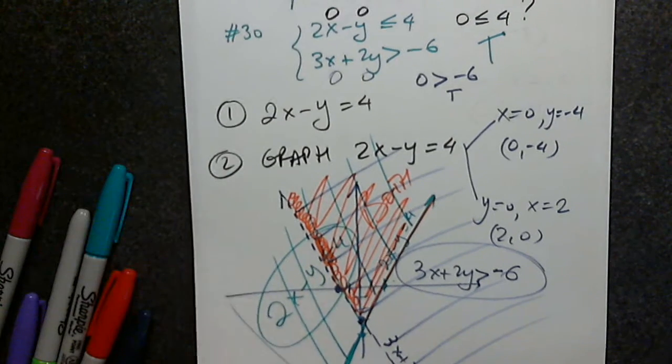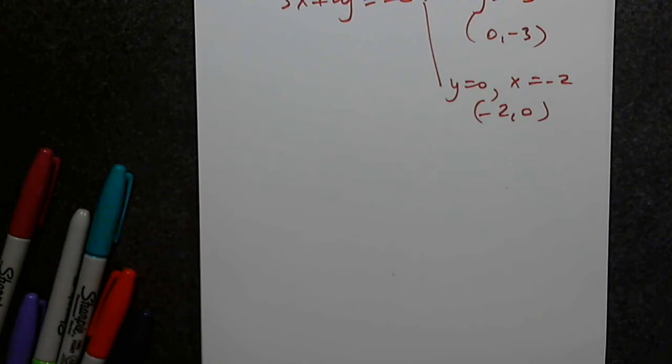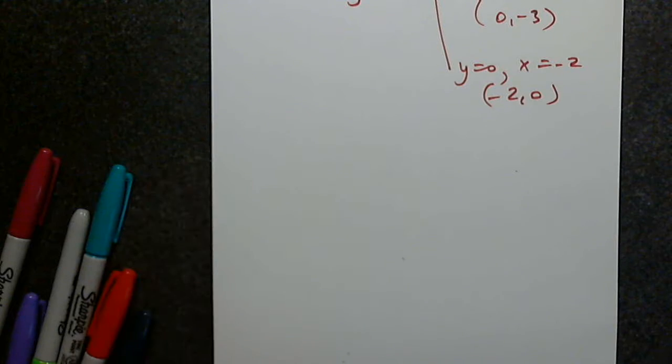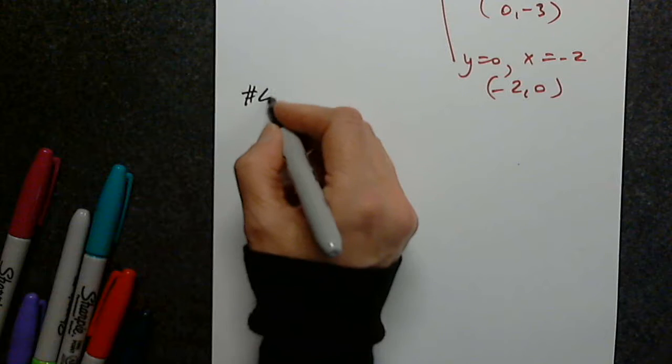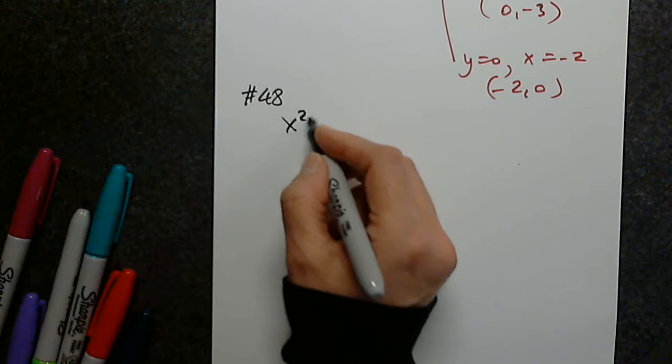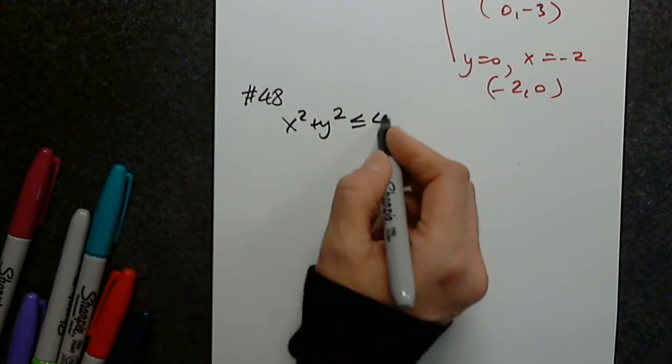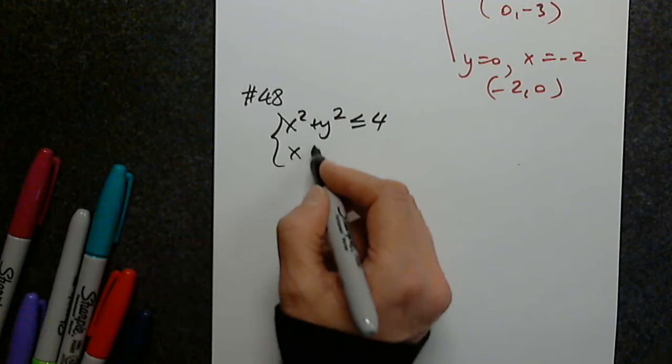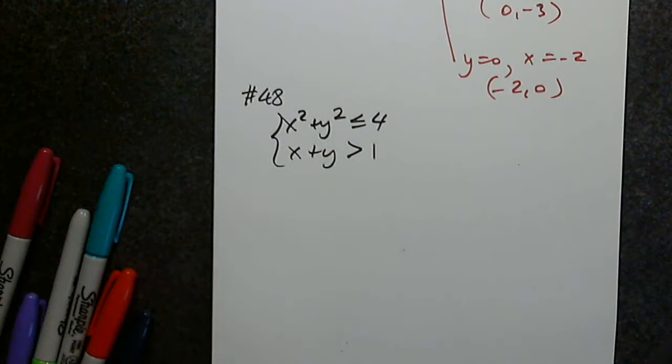Okay. So let's look at nonlinear now. This was a linear. Now let's look at nonlinear. Let's say 48. X squared plus y squared less than or equal to 4. And x plus y greater than 1.